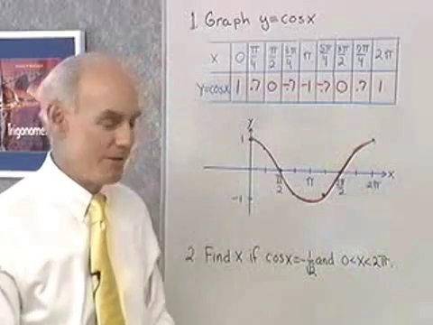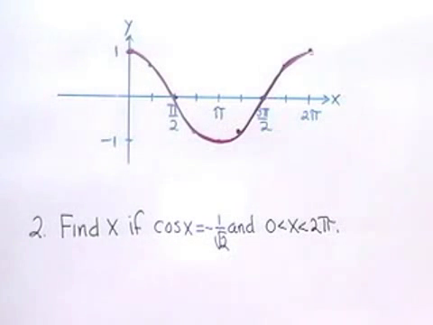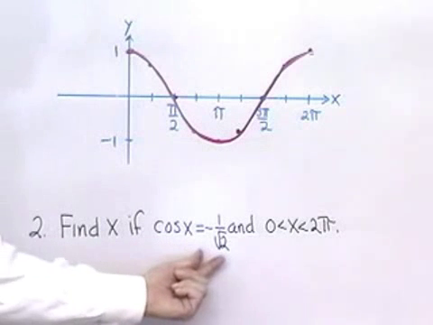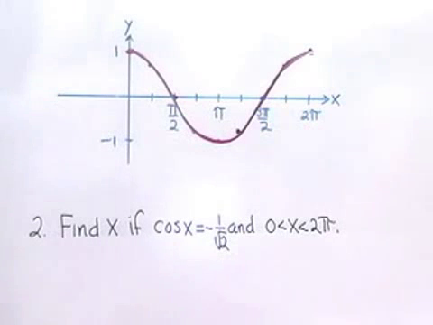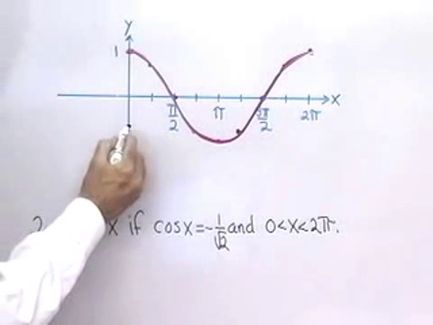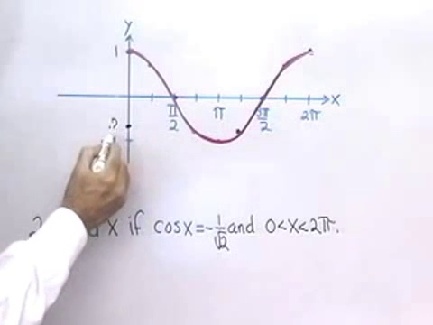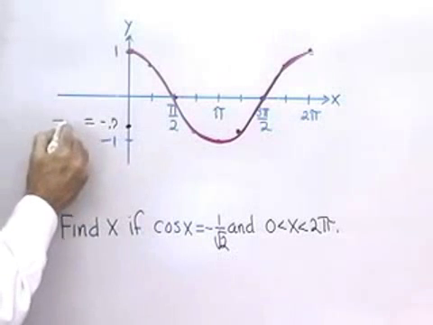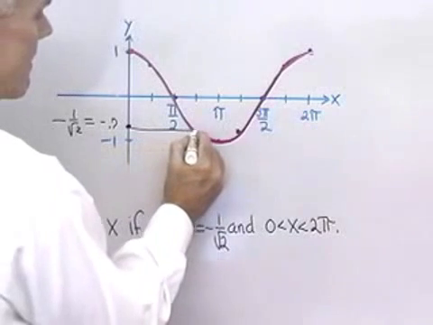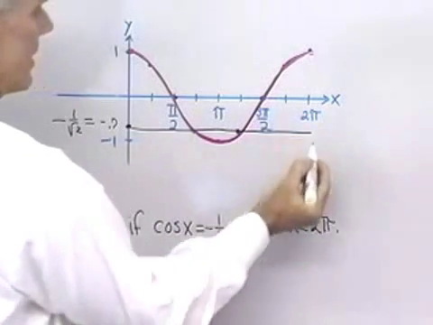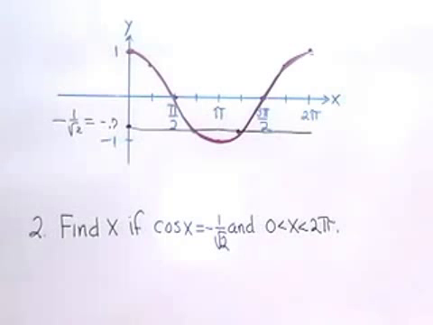Now let's look at our second problem. Find x if cosine x is negative 1 over square root 2 and x is between 0 and 2 pi. So what I'm saying is that the cosine of x is negative 1 over square root 2, or negative 0.7, and x is between 0 and 2 pi. Well, if I go over to the graph, to about negative 0.7, which is negative 1 over square root 2, and then I'll just travel along the graph in a straight line and see where my straight line intersects that graph.